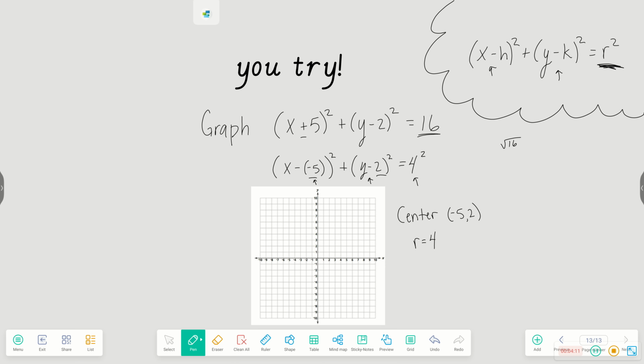So let's go ahead and graph that. We're going to graph -5, 2. And then our radius is 4. So I'm going to go 4 units away in a couple directions so I can graph this. So 1, 2, 3, 4. 1, 2, 3, 4. 1, 2, 3, 4. 1, 2, 3, 4.